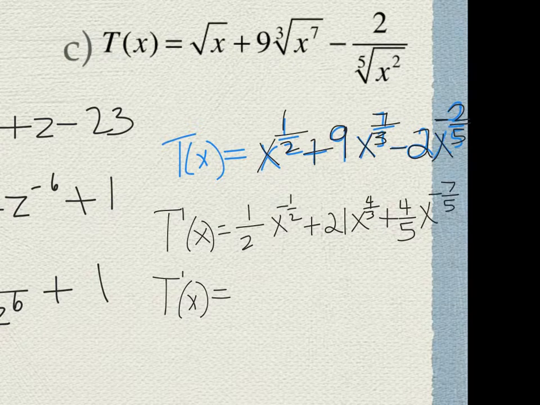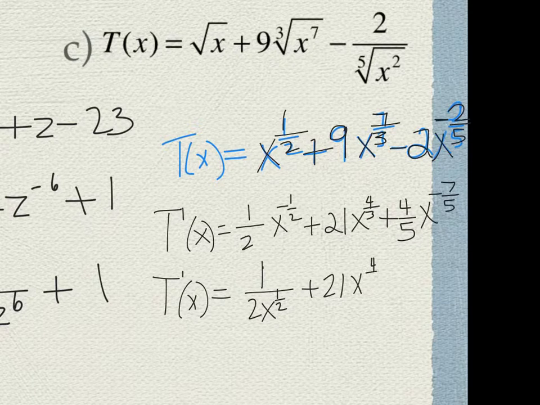I mean, especially when it's a half, writing it as a root is kind of nice, but not necessary. However, really trying to get rid of the negative fraction, the negative powers is a good idea. So that's 1 over 2x to the half, or you could write it as 1 over 2 root x. They'd both be good. Plus 21x to the 4/3 plus 4 over 5x to the 7/5, like that.